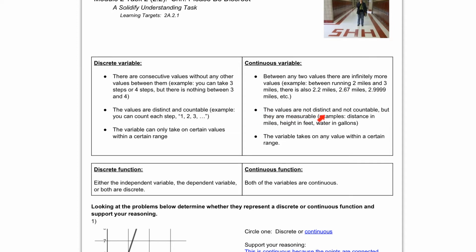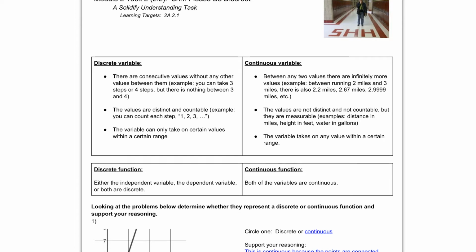The values are not distinct and not countable, but they are measurable. For example, you can measure distance in miles, your height in feet, or water in gallons. So it's measurable and not countable because it's taking on all those numbers in between. The variable takes on any value within a certain range.